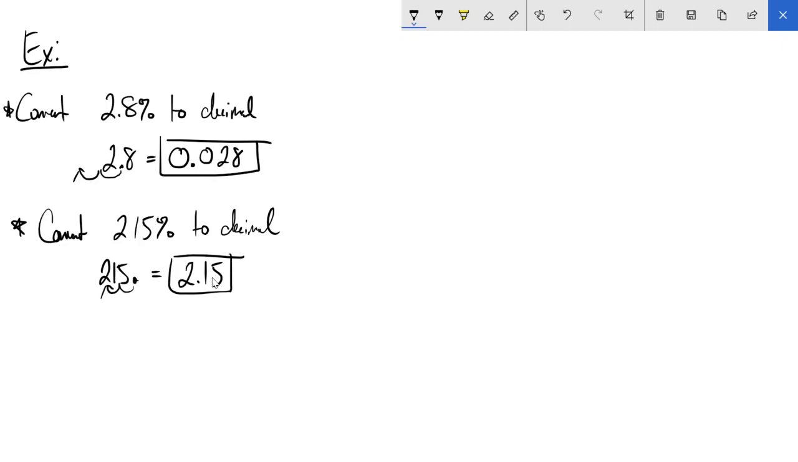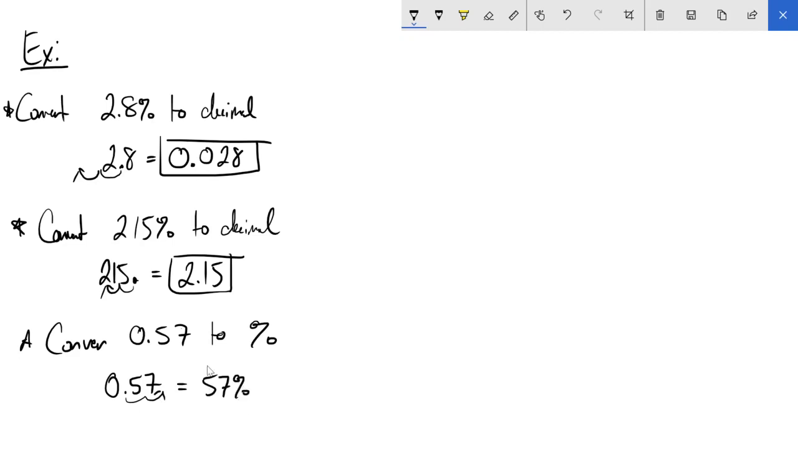All right, that's pretty straightforward. If you want to go the other way, let's convert 0.57 to a percentage. Given a decimal and going to percentage, I know that I need to move it two places. Which direction do I go? I go the other way, and so the answer is 57%. So it's always two places. It just depends on where you're at and where you're trying to get.